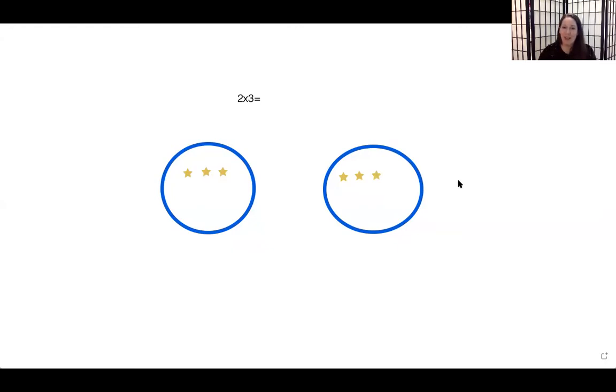So the answer would be, let me see, 1, 2, 3, 4, 5, 6. Oops, let me get out of the stamp mode. 2 times 3 is 6. There we go. So we just solved our first problem by using the grouping method. We have grouped our objects into circles to give us a visual for the numbers. Let's try another one.